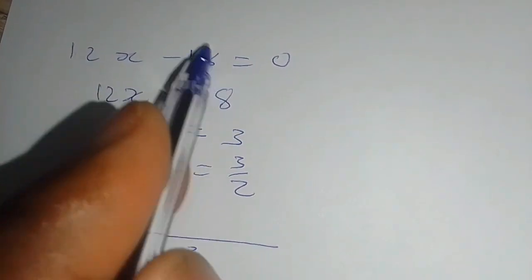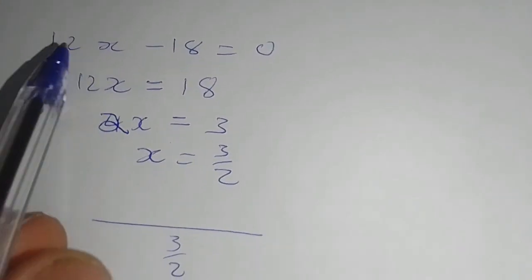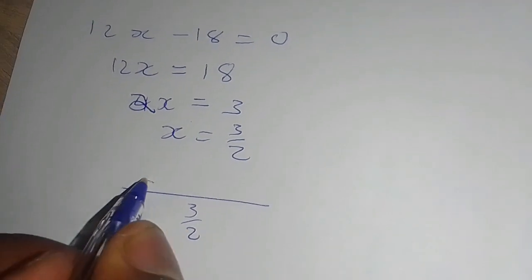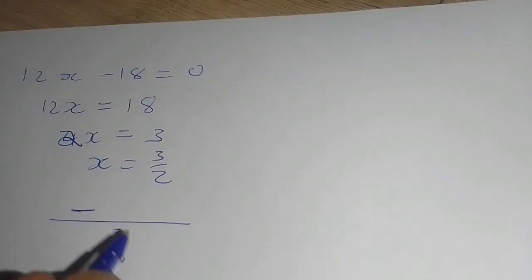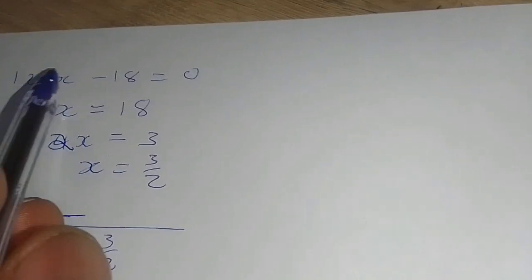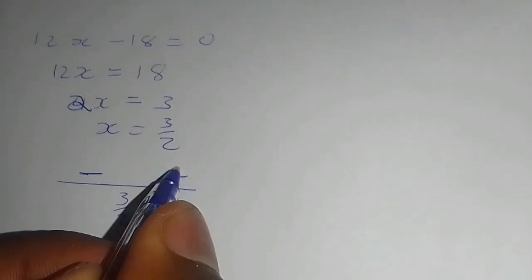And since this is the second derivative, if you plug in numbers less than 3 over 2, for example, you can plug in 0. You have negative 18, so it's negative. And if you plug in numbers larger than 3 over 2, for example, you can plug in 2. 2 by 12, that's 24, which is greater than 18, so we expect a positive here.